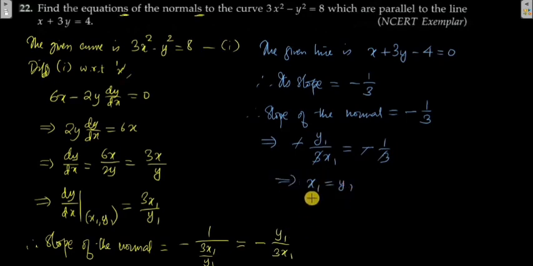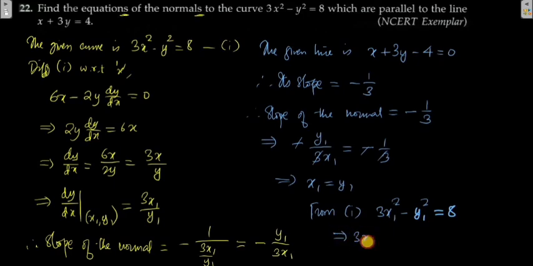Remember, we haven't got the actual point as of now. So from equation 1, what we can write is 3x1 square minus y1 square is equal to 8, because you know x1 and y1 both lie exactly on this curve. So that's why in place of x I can write x1, and in place of y I can write y1. Now let's put the value.